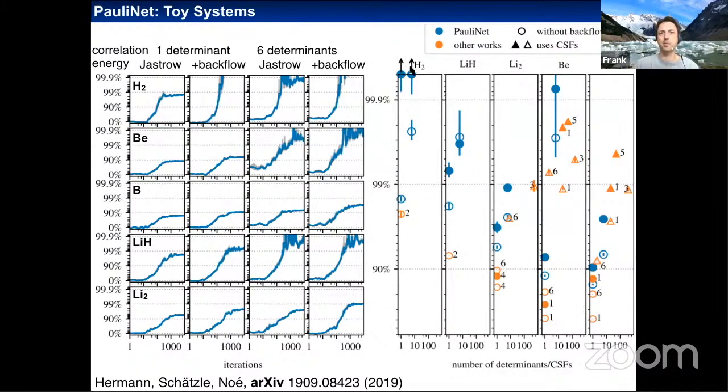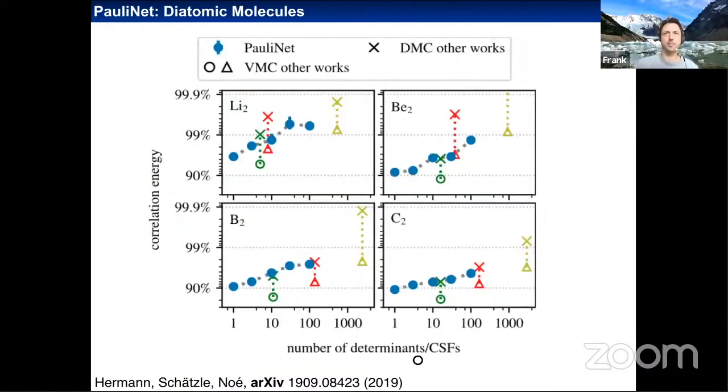And the bottom line here is that the PauliNet solutions are on the top left of these plots. That means if you use only a few determinants, you can get a very accurate solution for which you would need significantly more determinants without training them with deep learning.